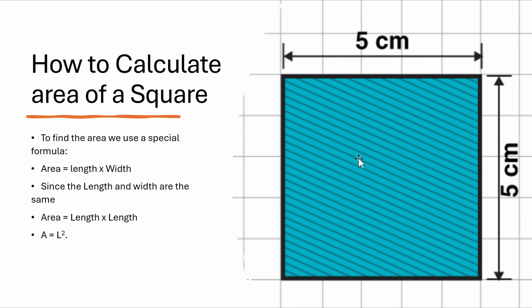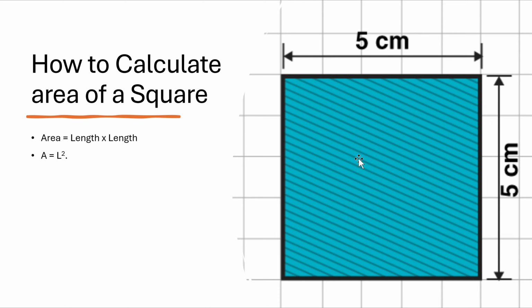How do we calculate the area of a square? To find the area of a square, we use a special formula. The formula is A equals length times width. This formula is used as a general way to find the area of a square. Since a square has the same length and the same width, we can say the area is length times length, or width times width. Or we can simplify it to A equals L squared, where A is for area and L is for length.